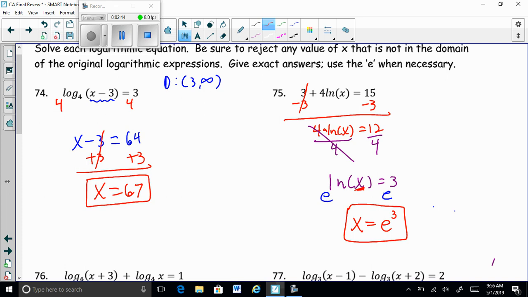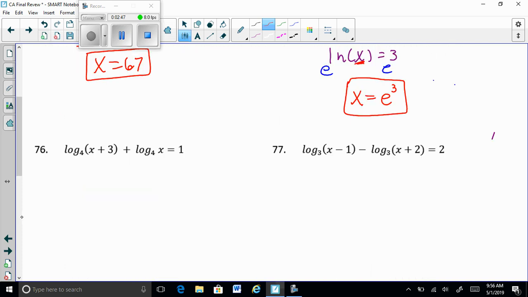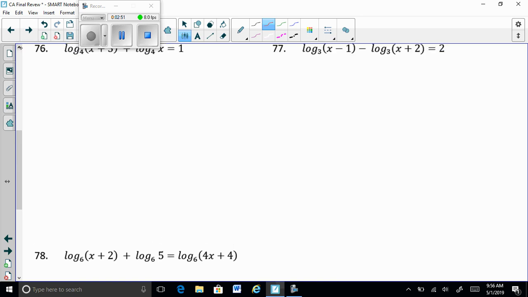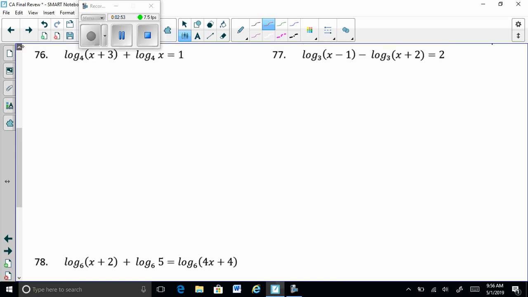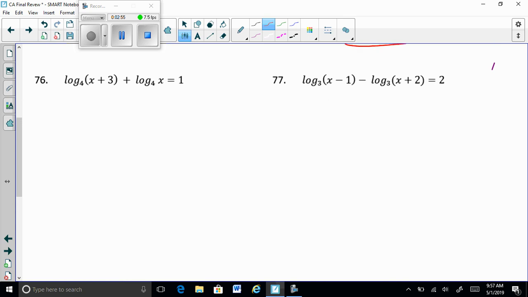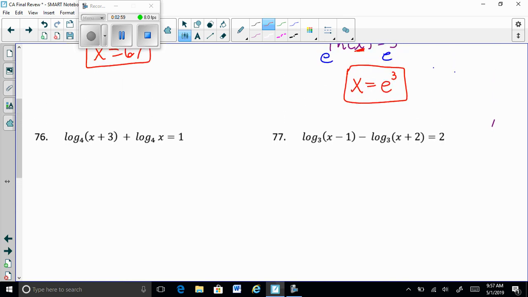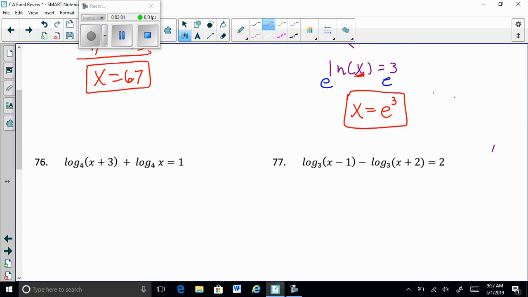All right. All right, so these next two are actually going to require condensing. Ugh.